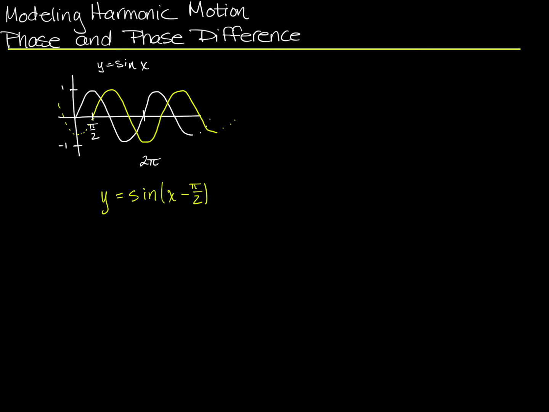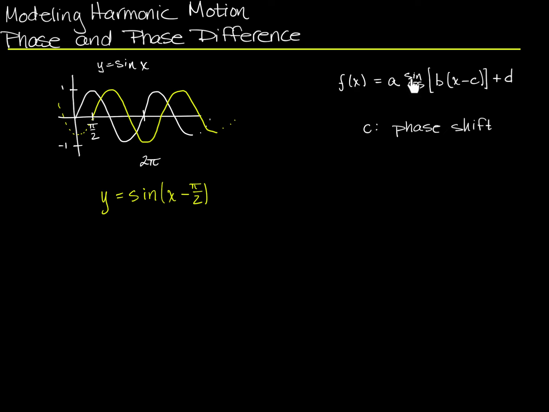So oftentimes, rather than thinking about this as a negative cosine, I want to think of it as a sine, but then I have to think of it as being shifted. The vocabulary involved here is that in the applications, this is called a phase shift. Let me write that down.